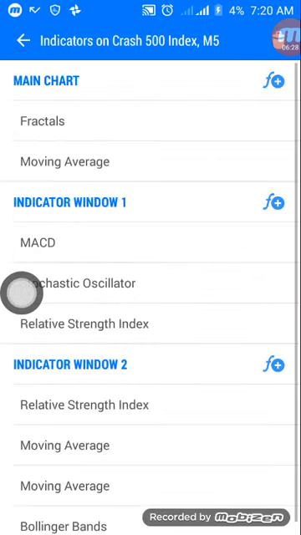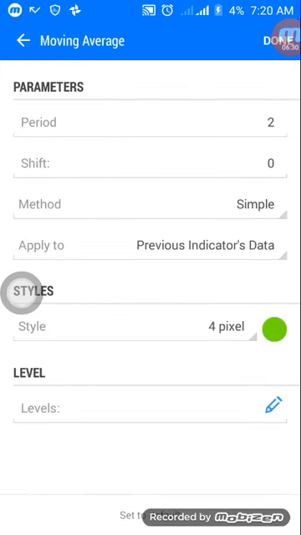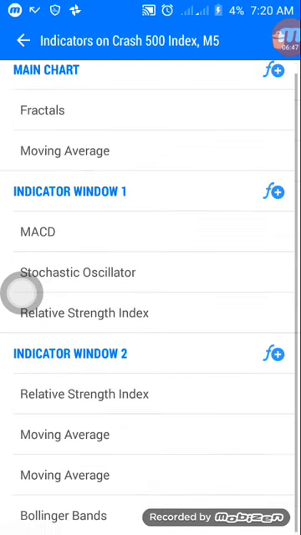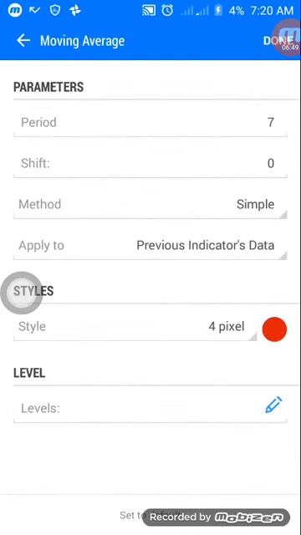Now the next one is moving average. Period is 2, shift is 0. Method is simple. Apply to previous indicator's data. Style is your choice. You can choose my choice so that you understand it really well. And the next one is another moving average, 7. Shift 0. Simple, and apply to previous indicator's data. The style is red and 4 pixels. You can choose mine so that you get it really well.